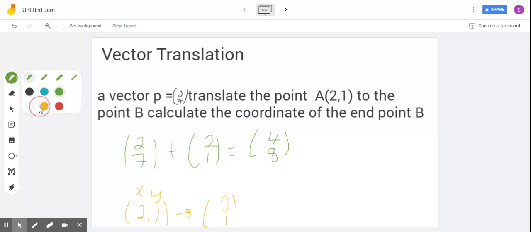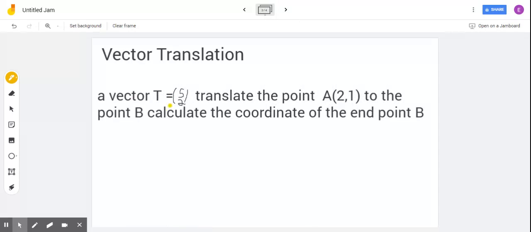The question asks for the ending coordinate of B. So all we have to do is convert this back into a coordinate, and this would be our end coordinate. So the ending coordinate would be (4, 8). Let's look at another question.